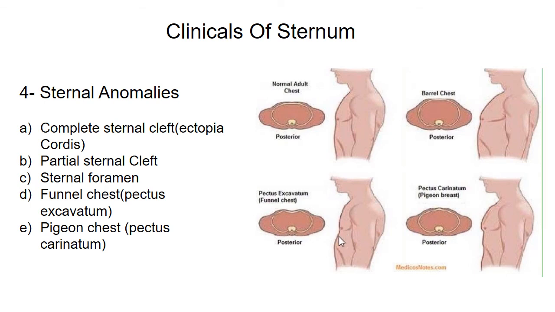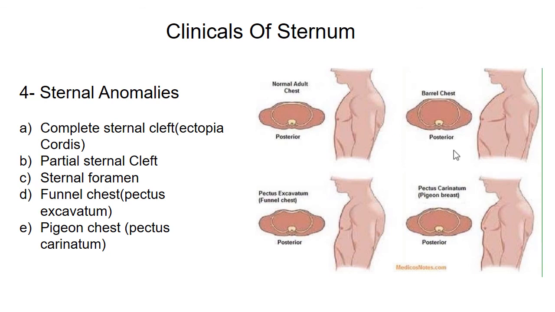In this condition, there is a caved in or sunken appearance of the chest, anterior chest wall. It may be present at birth or it may develop after puberty. Funnel chest is also known as pectus excavatum.